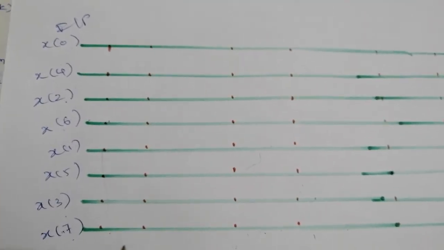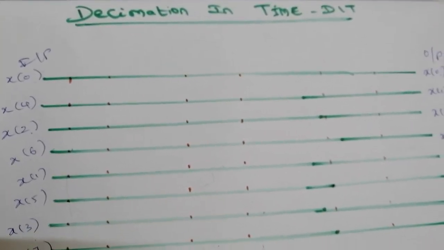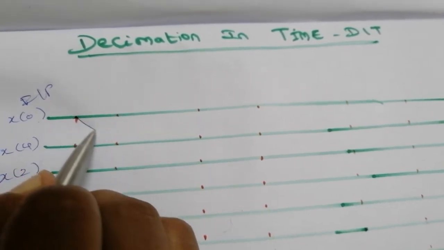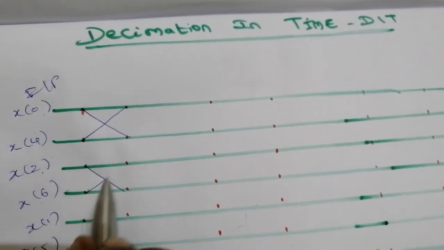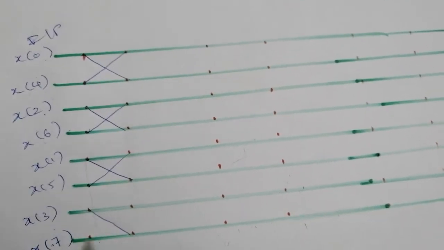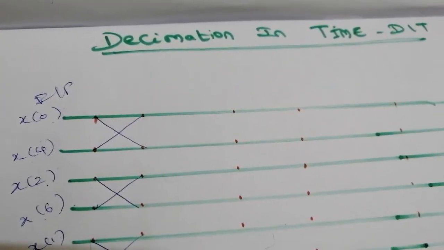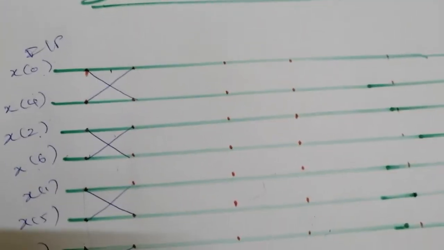The next step is to draw the first stage. First draw the butterfly diagram for every 2 lines like this, right? So draw the butterfly diagram for 2 lines. This is the first stage.